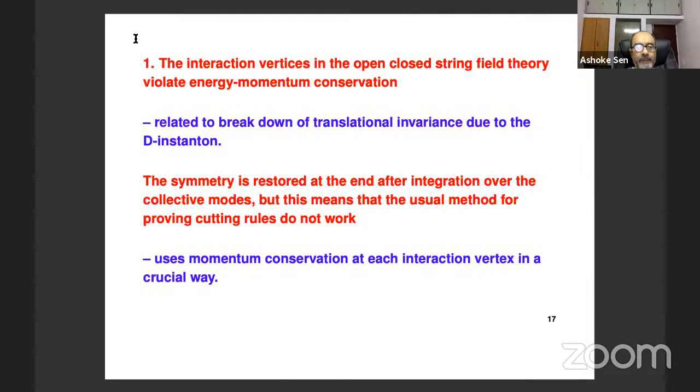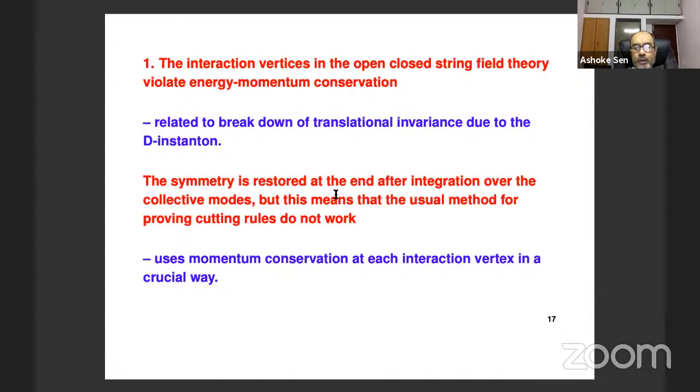So the first problem that we encounter is that the interaction vertices in the open-closed string field theory that we get for the D-instantons actually violate energy-momentum conservation. And this is related to the breakdown of translation invariance due to the D-instanton. This symmetry is of course restored at the end, but it's restored after integration over the collective modes. It's not restored at individual interaction vertices. It's restored at the very end as an overall energy-momentum conservation.